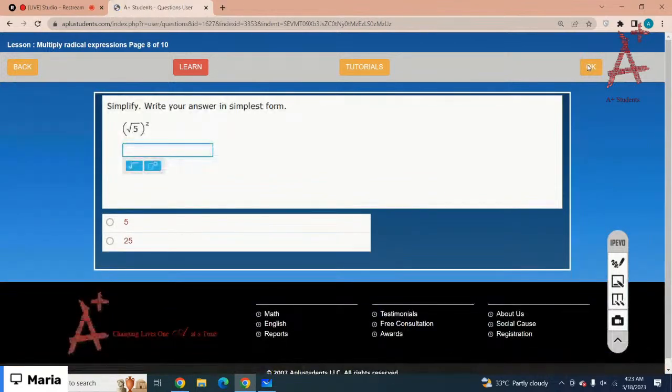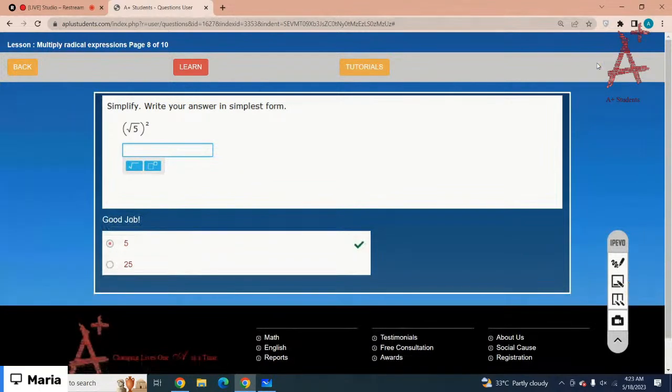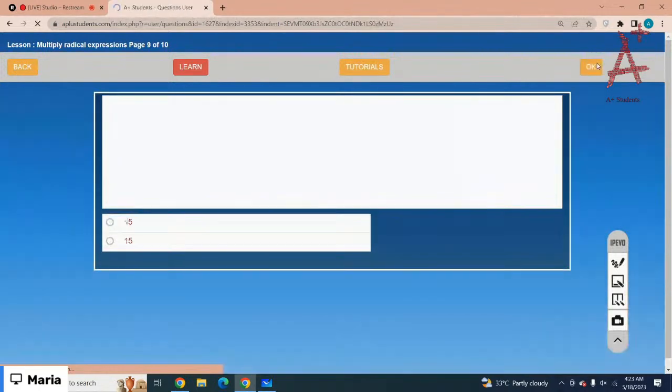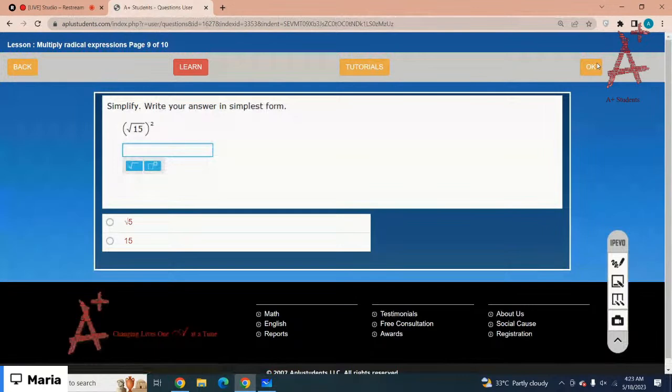Okay, simplify. Write your answer in simplest form. So which is the correct option? The square and square root cancel out, you are left with just 5. So the correct option is 5. Which is the correct option? The square and square root cancel out, so you are left with just 15.